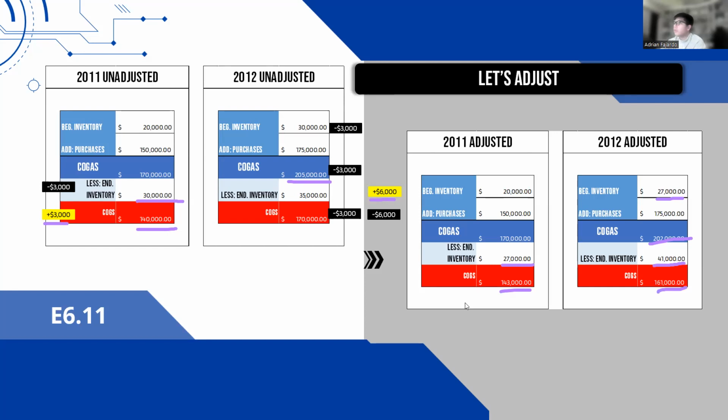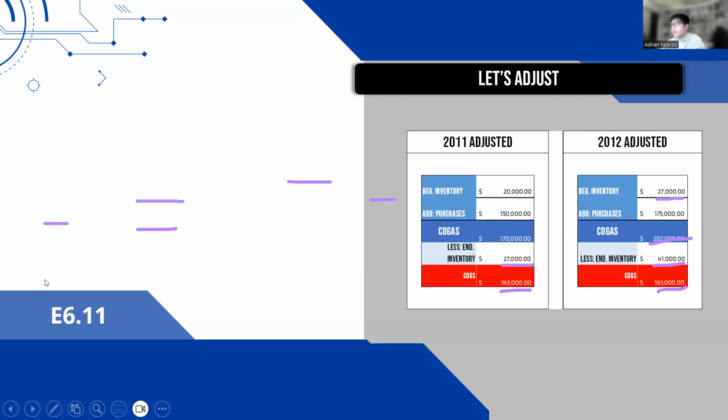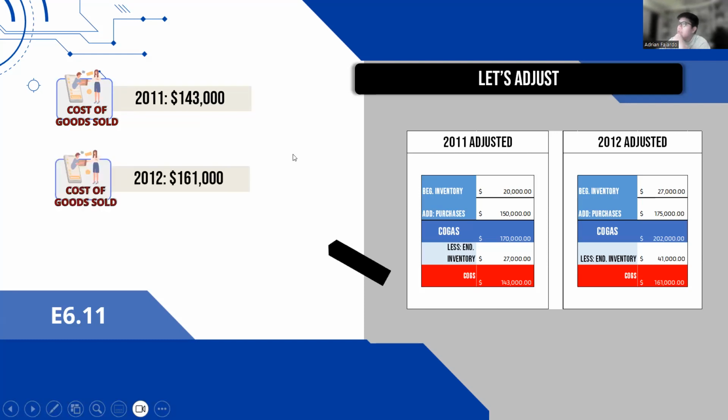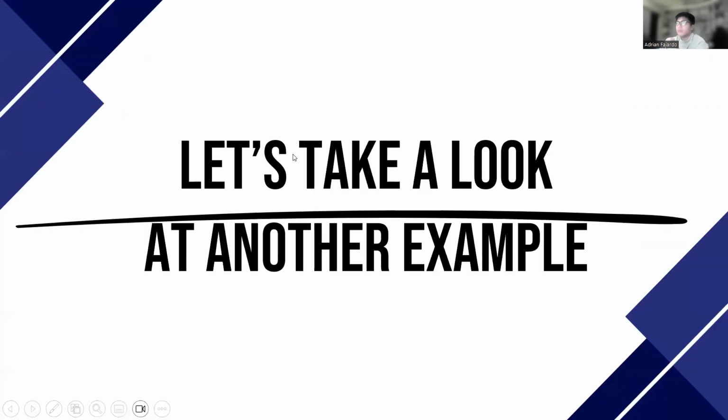So, ito yung correct figures. Then from there, we know that our adjusted cost of goods sold would be 143,000 and 161,000. So let's take a look at another example.